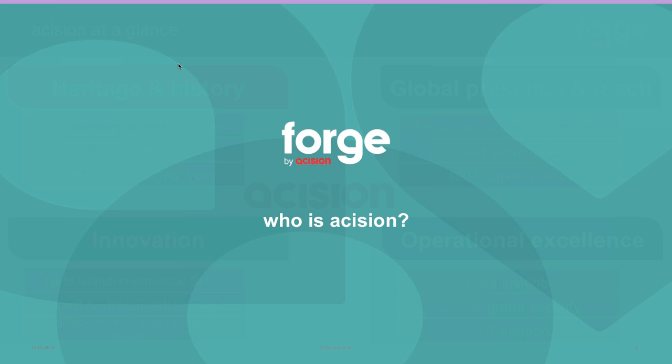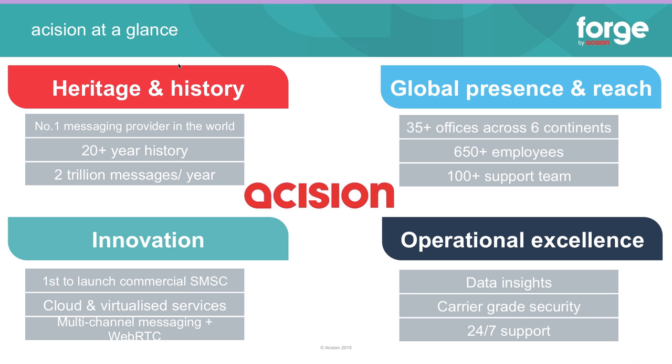Acision at a glance, we're the #1 messaging provider in the world today. We've got a 20-year plus history, and we route more than 2 trillion messages a year. We're a global company with 35 offices across 6 countries, 650 plus employees, and a large support team. We were the first company to launch an SMSC. That's the piece of infrastructure that goes into mobile networks to enable the routing of text messages. Today, we also offer cloud and virtualized services, as well as advanced messaging capabilities in WebRTC.